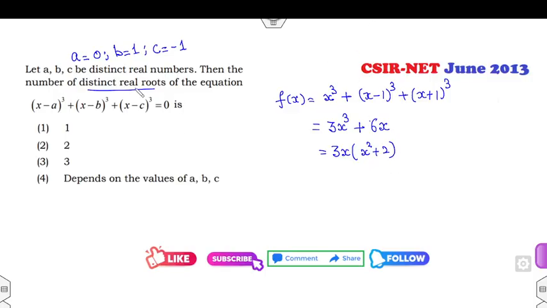Then the number of distinct real roots. Can you find the roots of this? The roots are 0 and plus minus root 2 iota. You can see there is one real root. The options of two real roots and three real roots, depending upon A, B, C, cancel. One real root is the right answer to this problem.